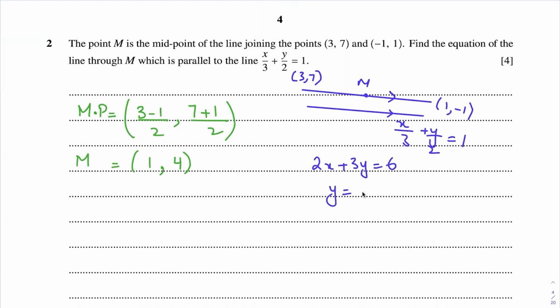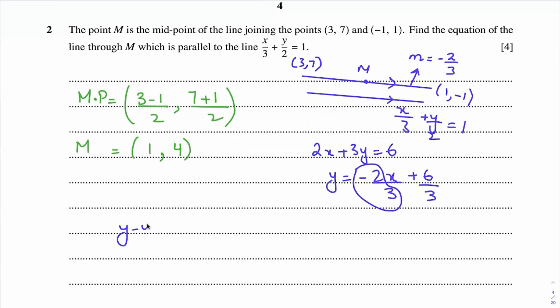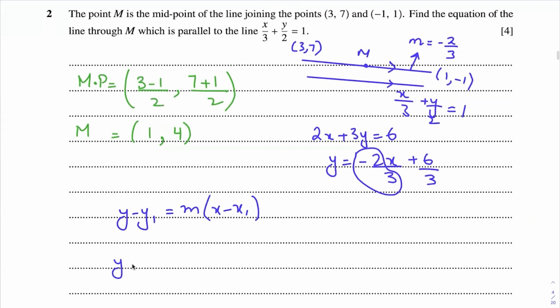Making y the subject, we get y = (-2x + 6)/3. So we know that the gradient of the line is minus 2/3, which means that the gradient of this line is also minus 2/3. So we have the gradient and the point. To form the equation, we know that the formula is y - y1 = m(x - x1). The y coordinate is 4. The gradient is minus 2/3 into (x - 1).